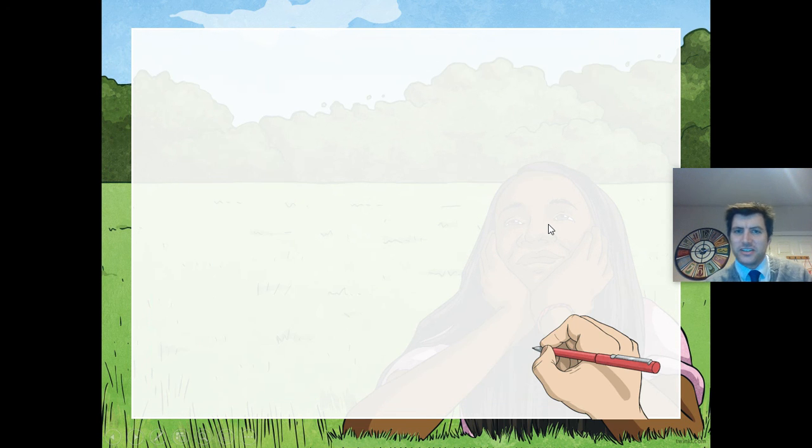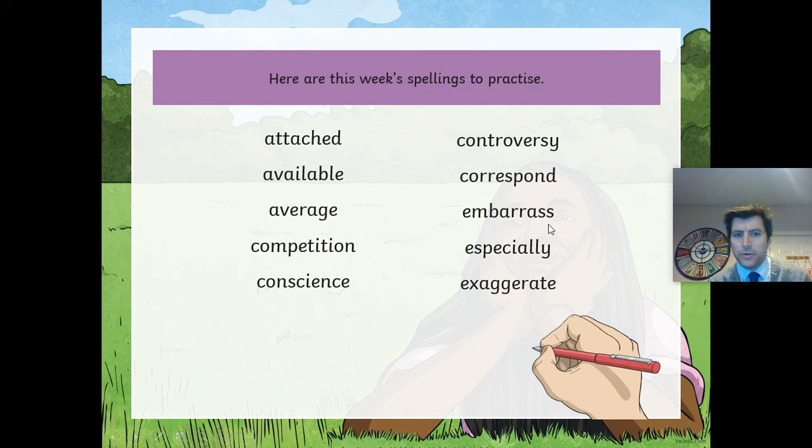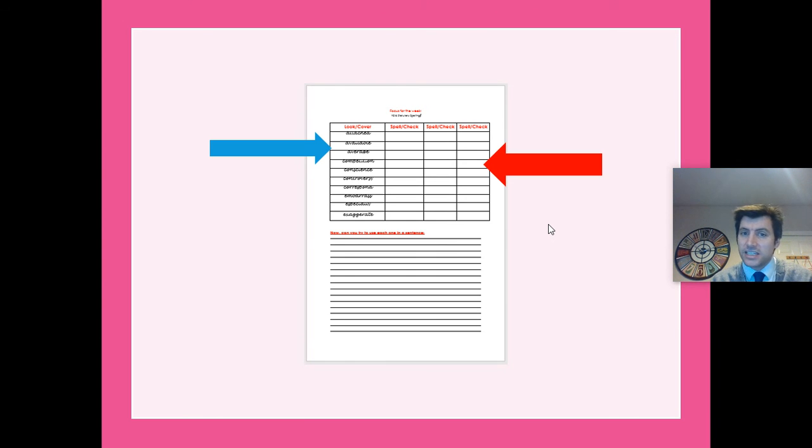Okay, well done if you've managed to do those, guys. So these are the spellings for the week then. We've got attached, available, average, competition, conscience, controversy, correspond, embarrass, especially, and exaggerate. And with those, practice them after looking at them in the left-hand column. Practice them at least 3 times separately. Because it's important we understand what they mean as well as how to spell them. Try and use them in sentences, maybe even your poem, maybe even some of your summaries about the swing time video you've watched earlier today for English.